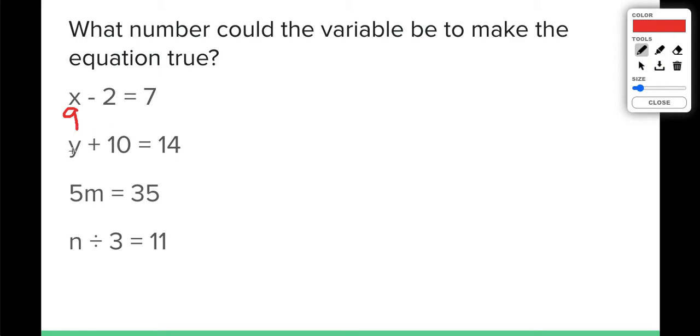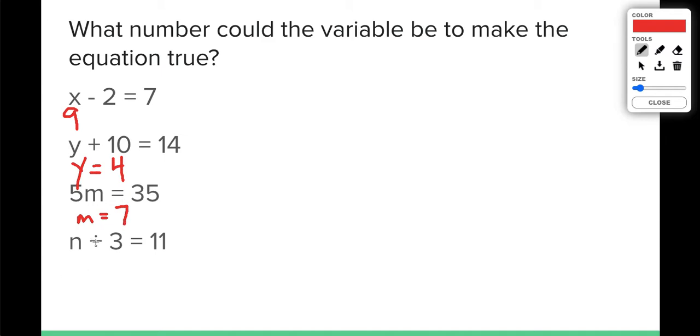What about y in our second example? If y plus 10 equals 14, what must y be? Y must equal 4 because 4 plus 10 gives us 14. What about the third example? 5 times m equals 35. What must m be? Well, 5 times 7 is 35, so that must be a 7.